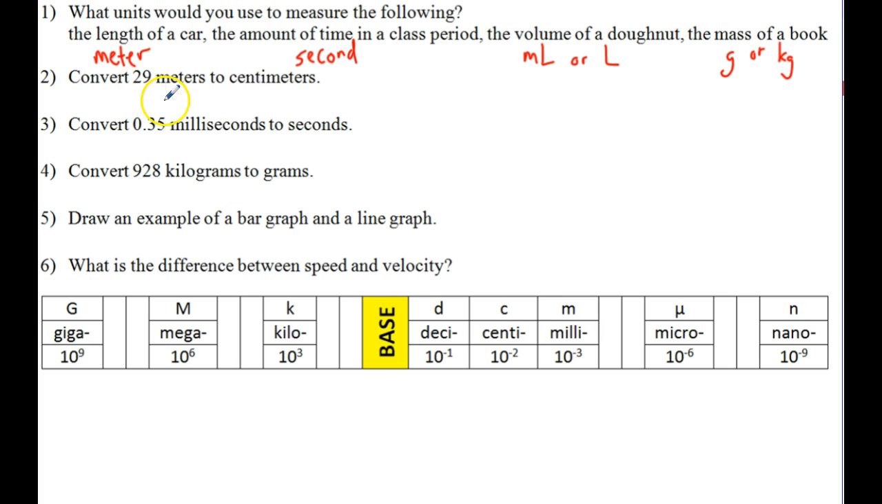Next up, we need to convert 29 meters to centimeters. And this one here, I'm going from base to centi, which is going to be 2 to the right. So 29 becomes, move the decimal point 2 to the right, 2,900 centimeters.